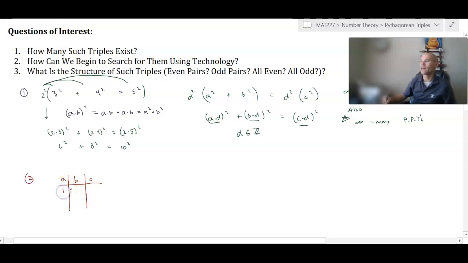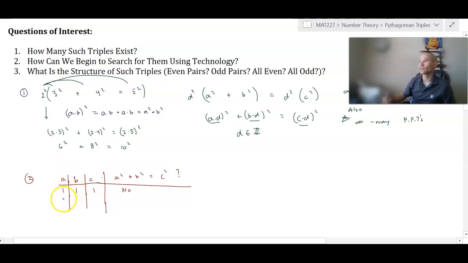We could start a at 1, then put b at 1, and then put c at 1, and then ask ourselves, does a squared plus b squared equal c squared? Of course, 1 squared plus 1 squared is not equal to 1 squared. So then we would put no. So we know that that's not a Pythagorean triple.